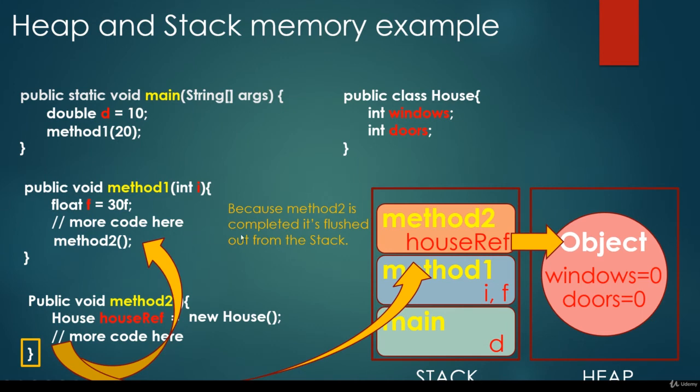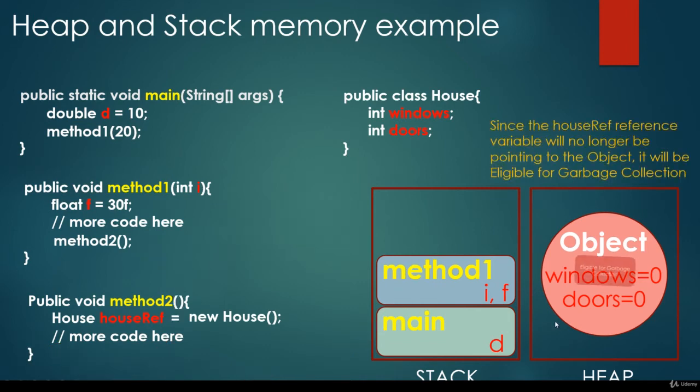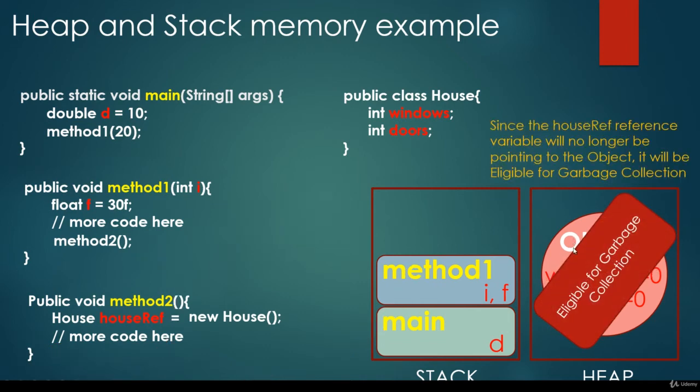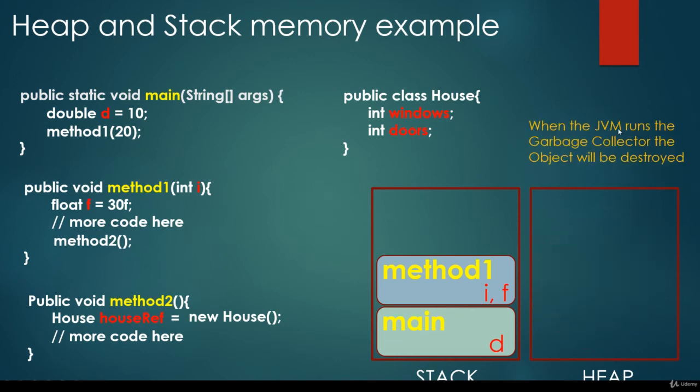And what's crucial is that because method 2 is completed, it is flushed out from the stack. So this method 2 related stack frame is going to be removed from the stack. So what does it mean exactly? That there is no active reference to the object present on the heap. So what does it mean exactly? That this object is eligible for garbage collection. So when the Java virtual machine runs the garbage collector, the object will be destroyed because there is no active reference to that given object. This is exactly how garbage collection works.